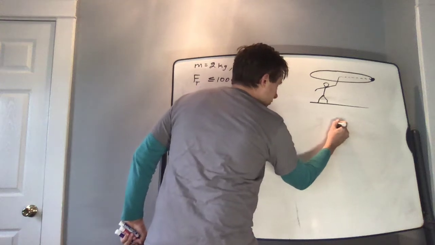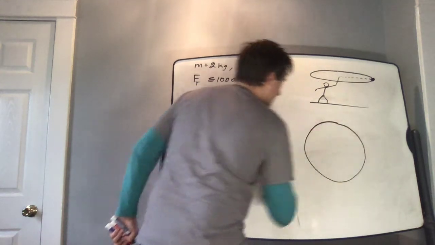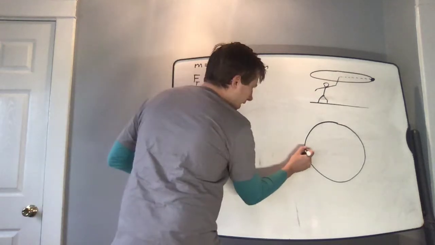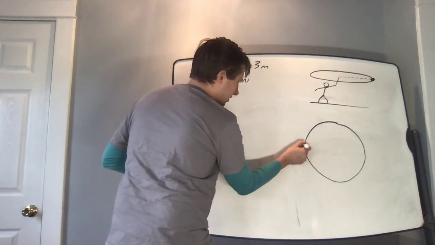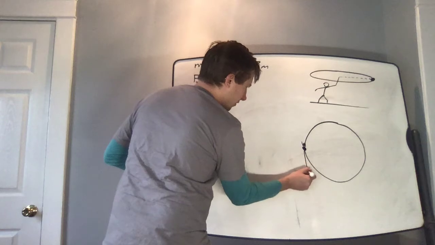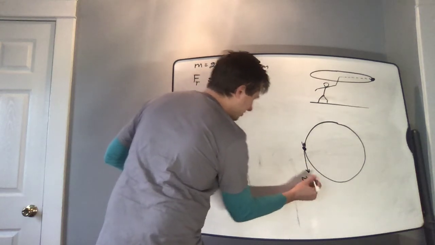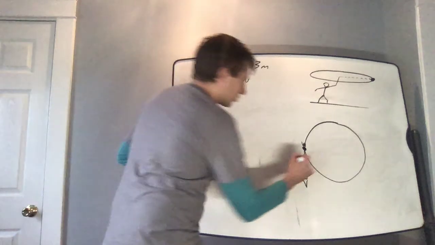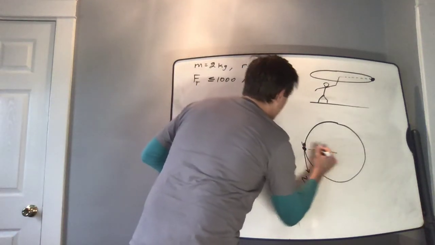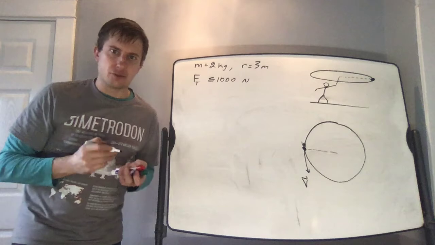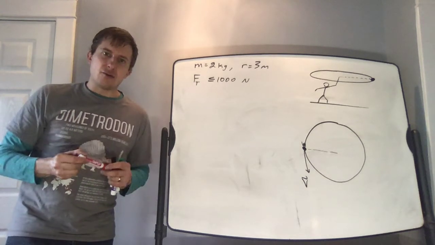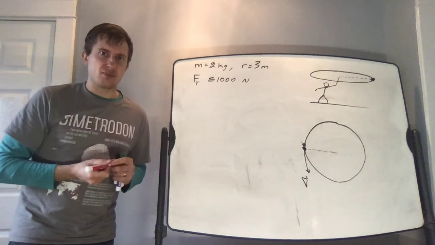In my overhead view, I have the path that the rock travels when it's swinging around its loop. Let's draw the rock to be right here at this moment. So the velocity of the rock will look something like this. And the radius of this loop is going to be 3 meters because the string has a length of 3 meters. We are told that the rock is moving at a constant speed.